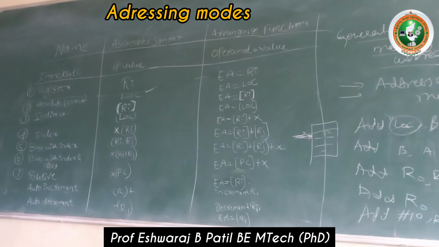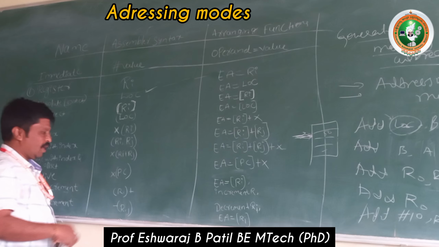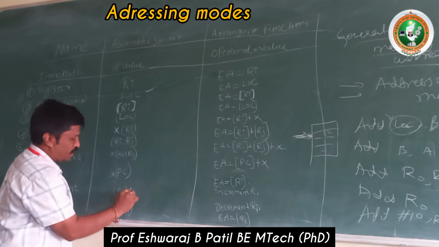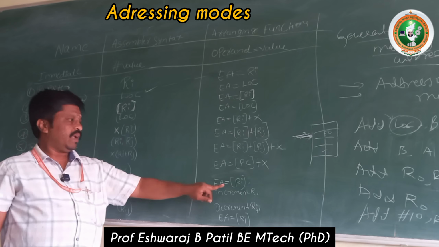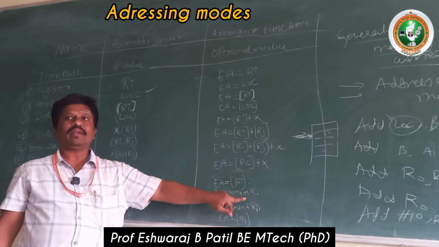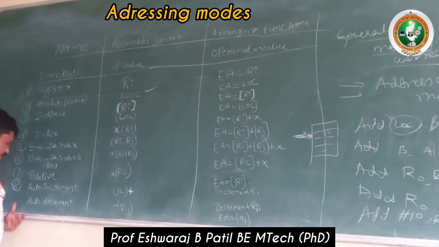Then we have the auto increment. Sometimes we need to increment the register value. In auto increment, if the register is storing the value 10, it is to be incremented to 10, 11, 12 like this. That is done with the plus operator, RA plus. The effective address is RI with the increment of RI.